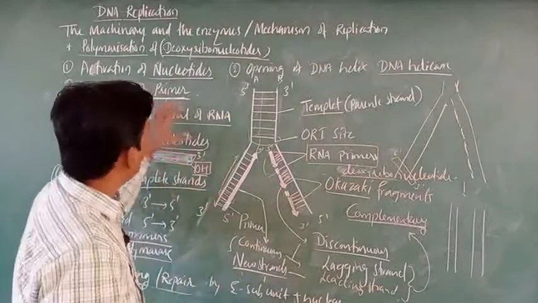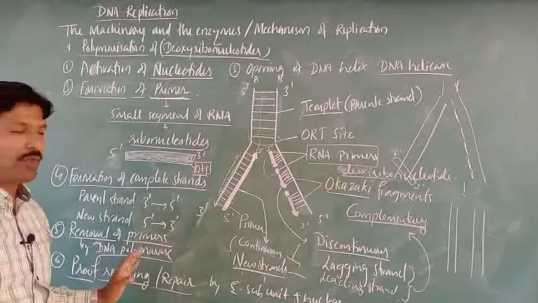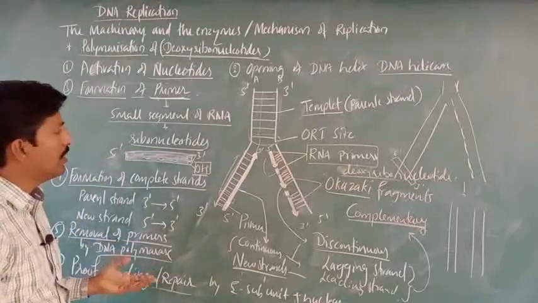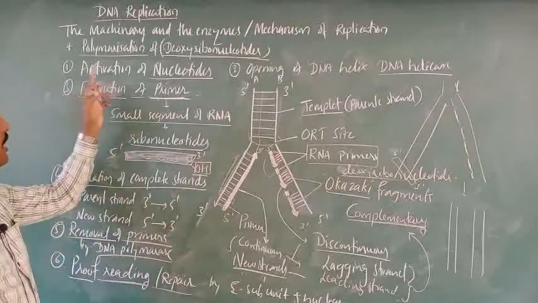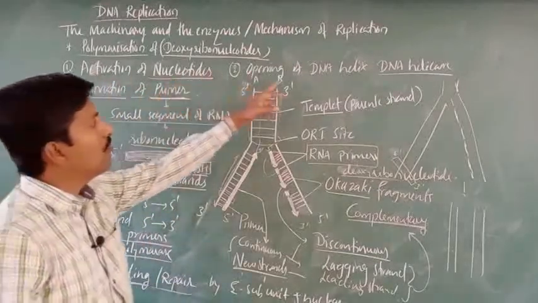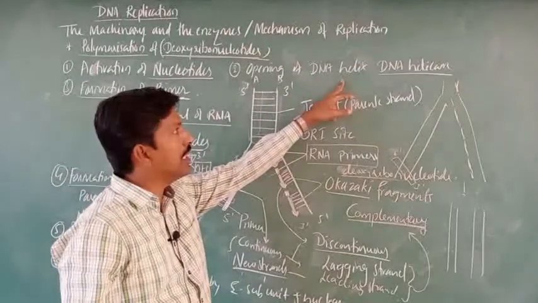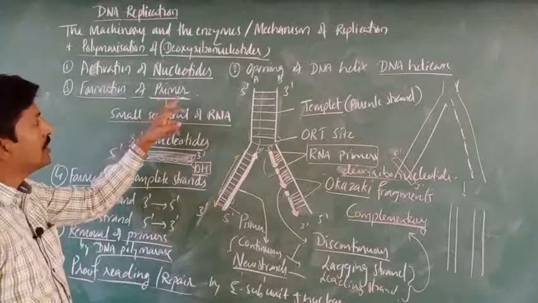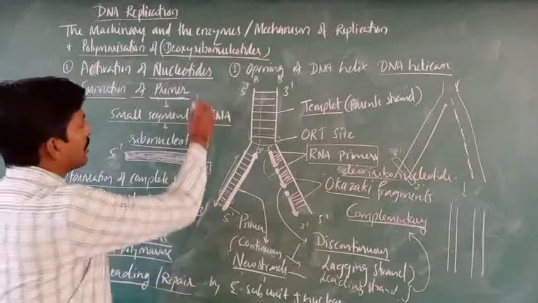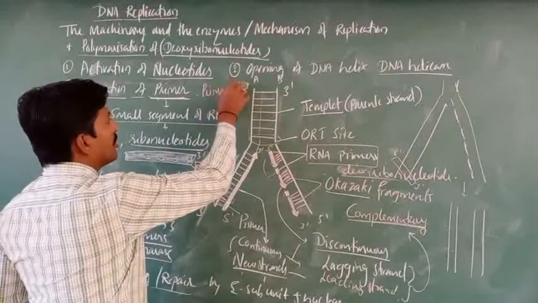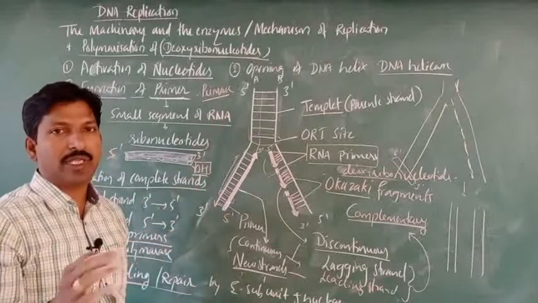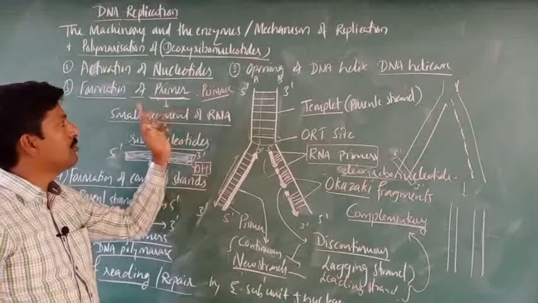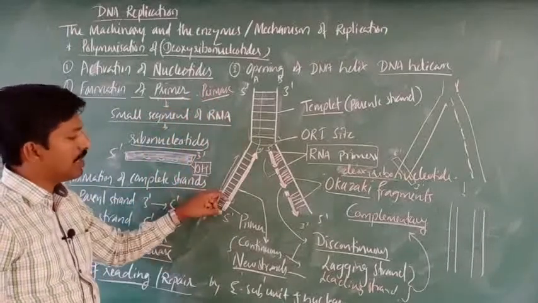It's for understanding that we have made these steps. Some make 7-8 steps, or only 2 or 3 steps, we can understand. For understanding purposes we have the activation of nucleotide, opening of the DNA helix, and formation of primer. There is an enzyme called primase. Here we can mention primase. The functions of that enzyme we already explained in the previous video, so once again you can observe that video. Primase helps to form a small segment of RNA at the beginning.